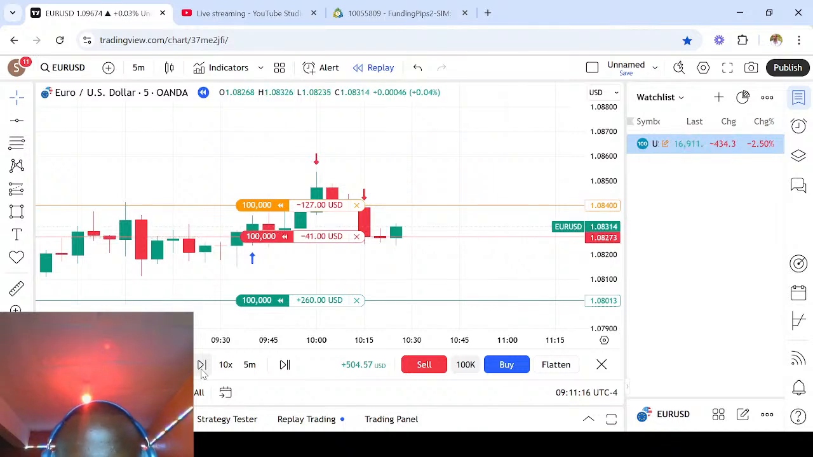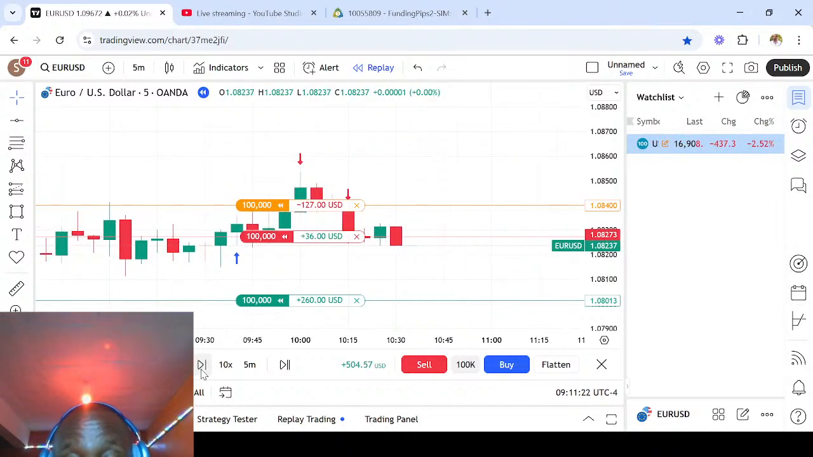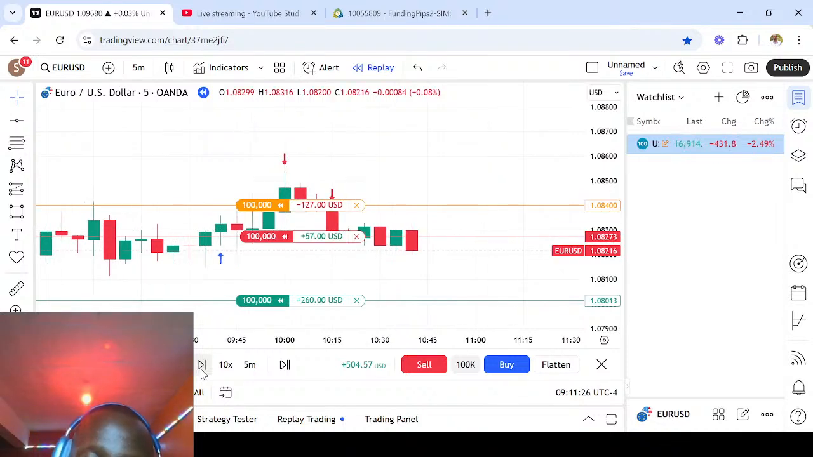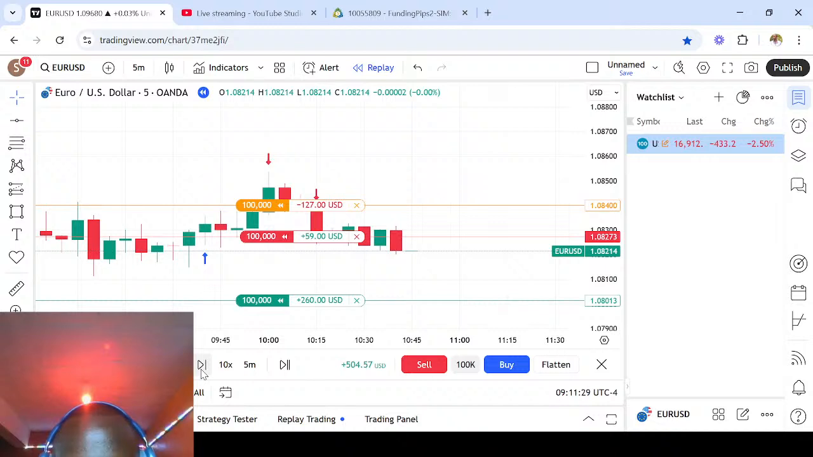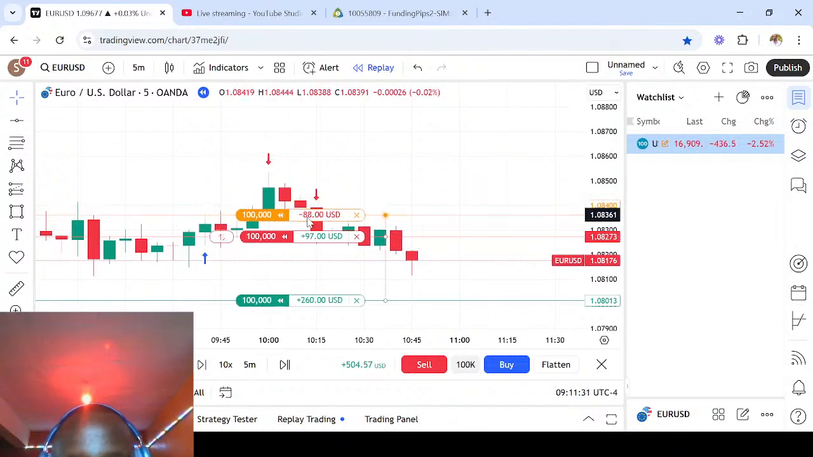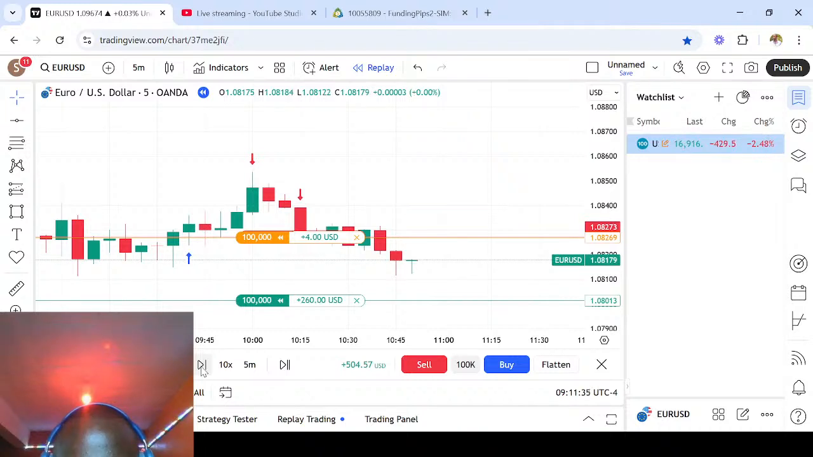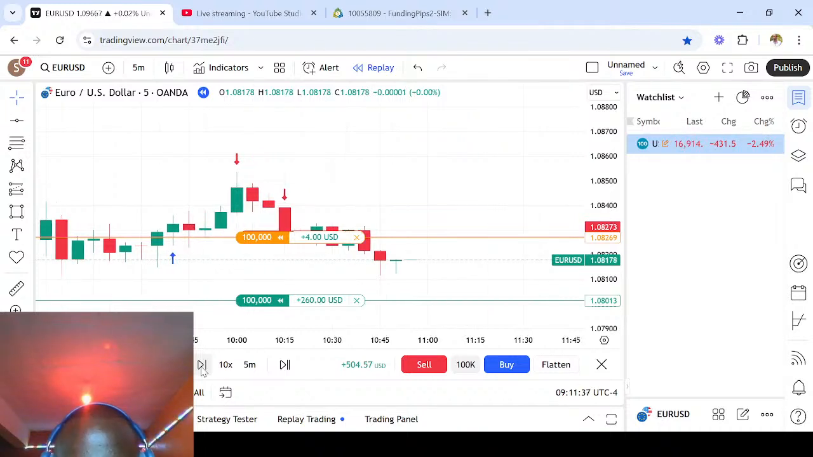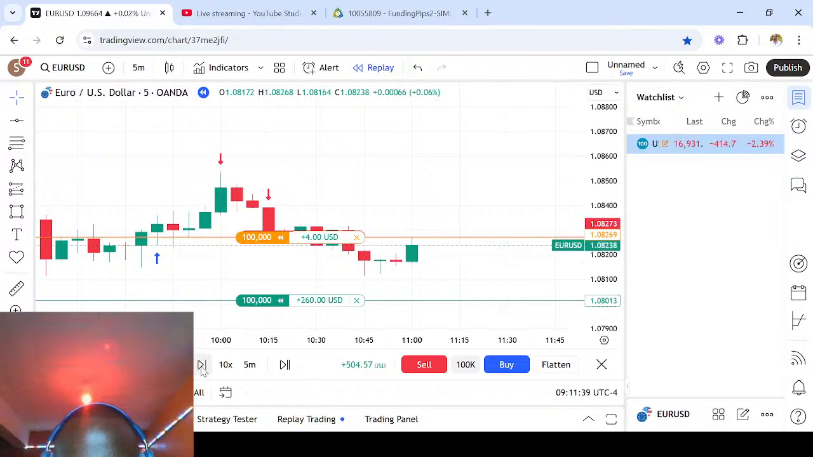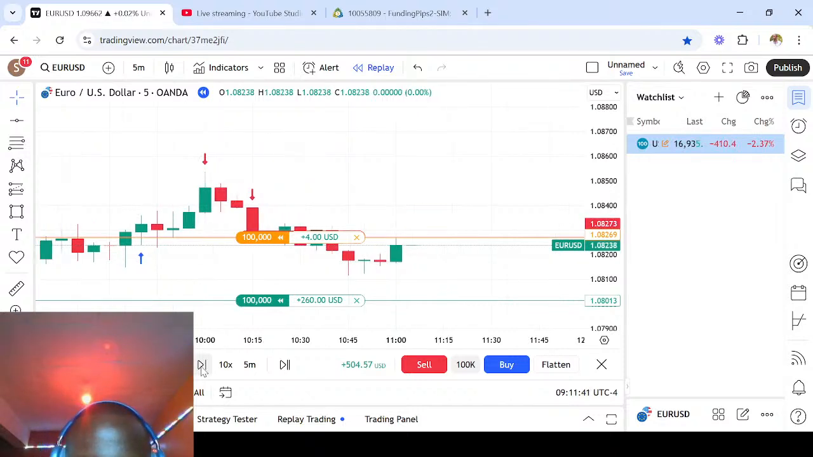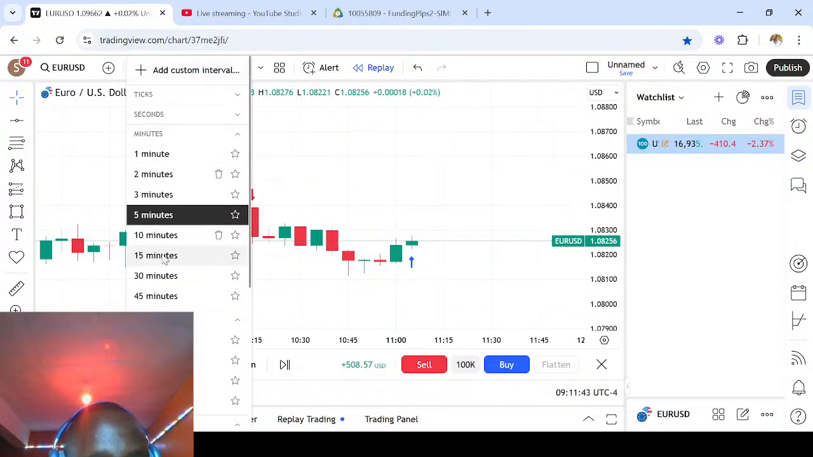So let's see how this one plays out. Okay, weakness, failed breakout. Ooh, nice. Nah. Ooh, okay, what's happening here? Now at this point, I'm comfortable moving my stops to break even. So we get stopped out at break even. So we move on to the next day.